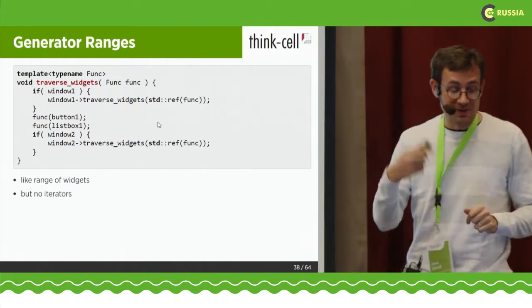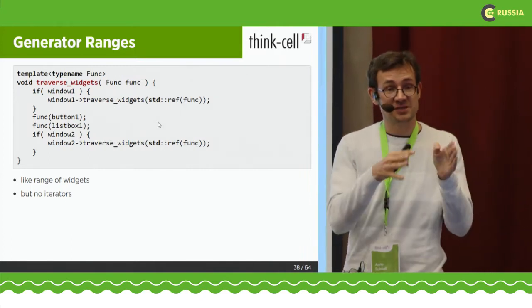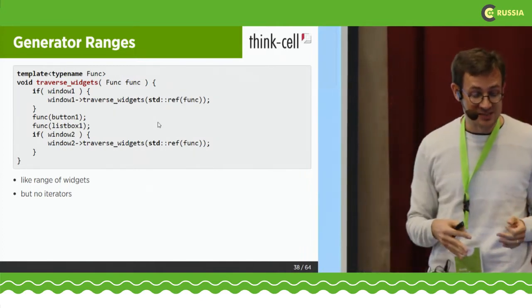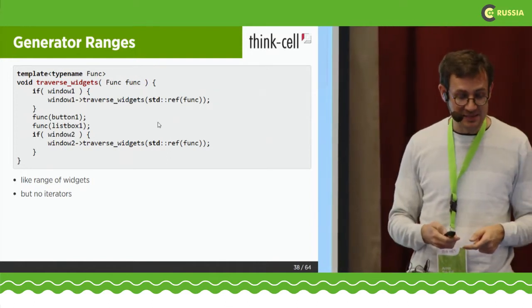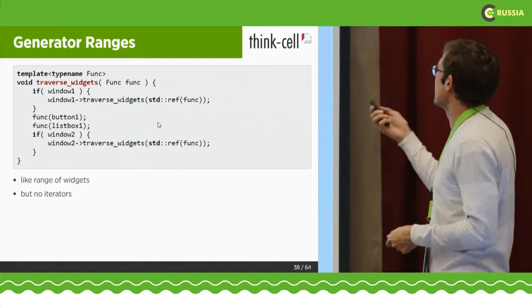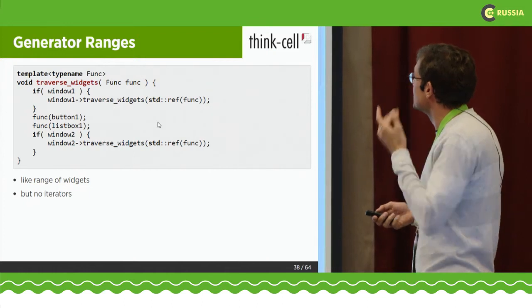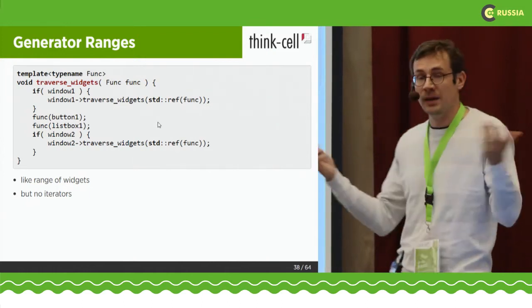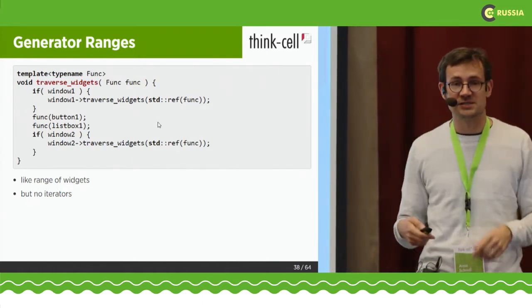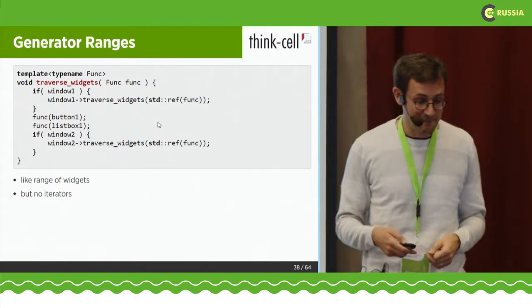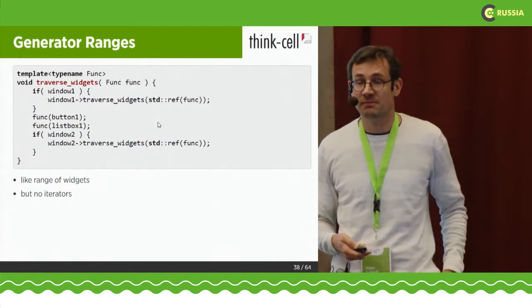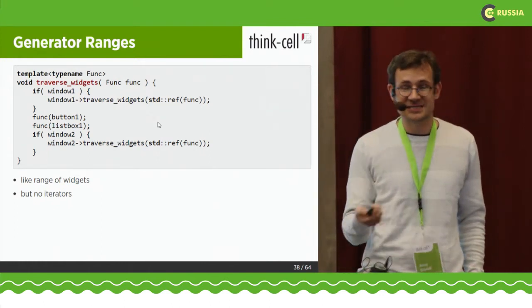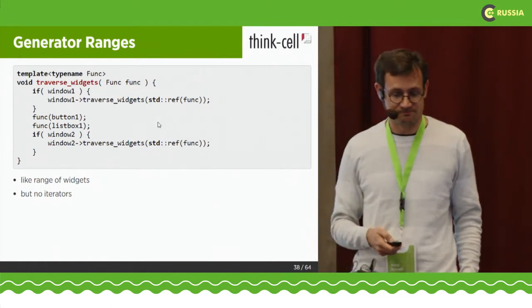right, so this is you passing a function, and that function gets passed all the elements that you want to enumerate one by one. And it would be kind of hard to write an iterator for that because it's recursive. You have a window and you're traversing its widgets, and the widgets may contain sub-widgets. It's a bit like a range, but it doesn't have any iterators. But still, maybe you want to use it like a range.